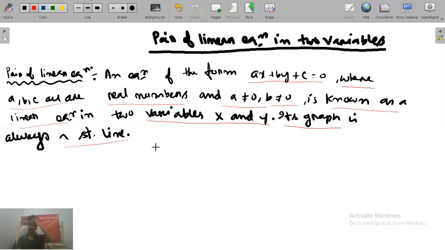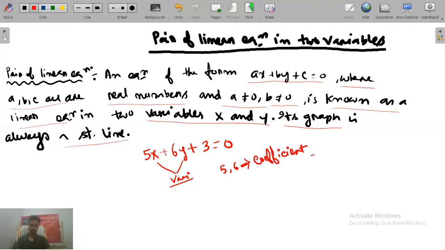Let me take one example. Suppose 5x plus 6y plus 3 equal to 0. It is in the form of a linear equation. Here x and y are known as variables. 5 and 6 are known as coefficients, and 3 is the constant.